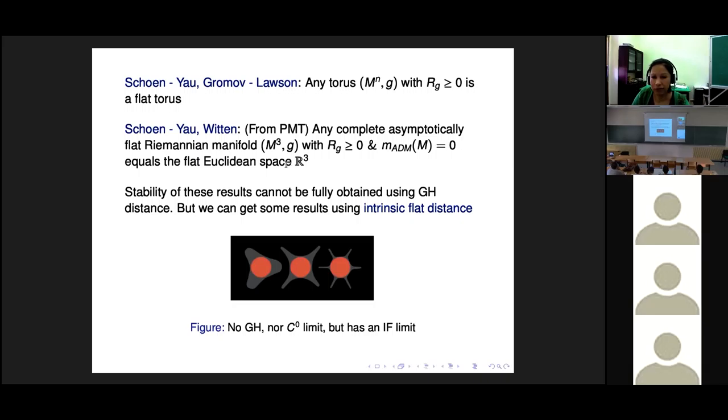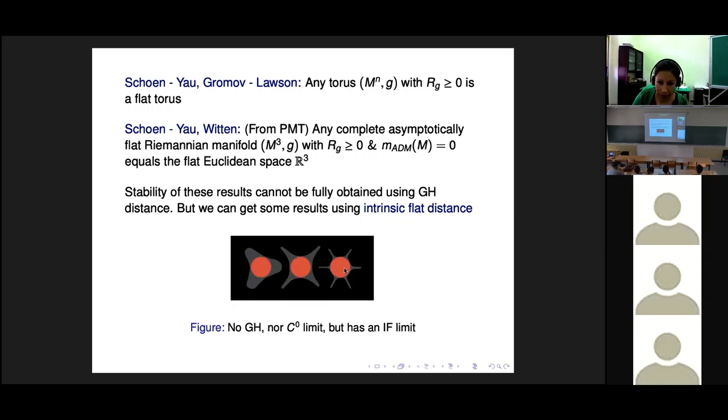Something else means we will try to use the intrinsic flat distance. I think this year there was a result by Lee, Naber and Neumayer, in which they propose another type of distance to deal with scalar curvature bounds. So why do we want to use the intrinsic flat distance?